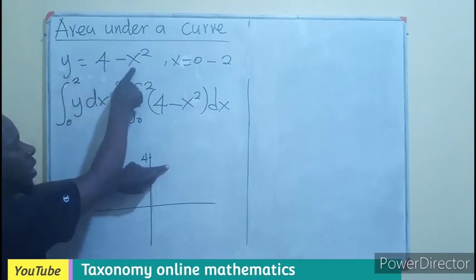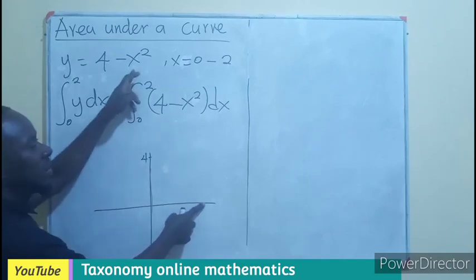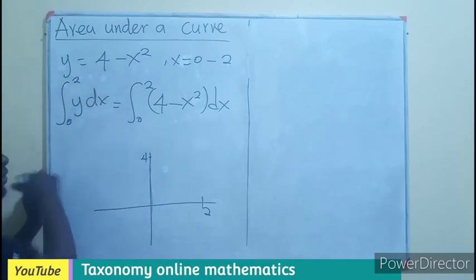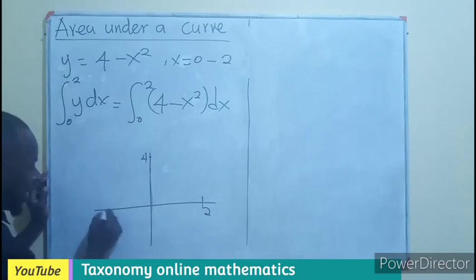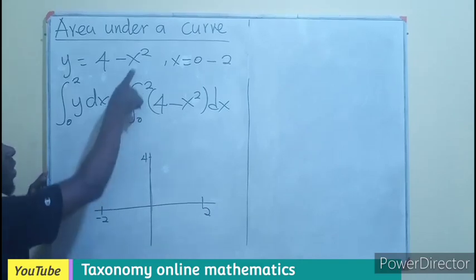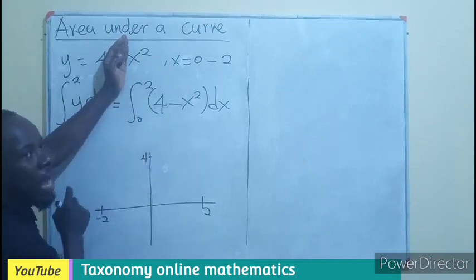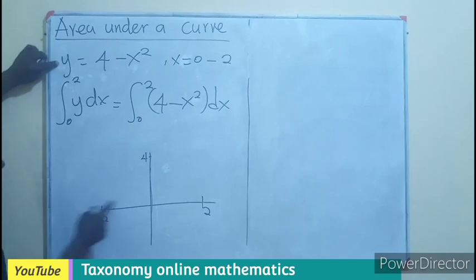Y to be 0, 4 minus 4. So it means it will decrease to this place. The same way, if we have a negative values input here, the graph is going to cut here, here, and negative 2. If I put negative 2 here, because this is going to be negative 2 squared, that will be 4. 4 minus 4 will give me y to be 0.